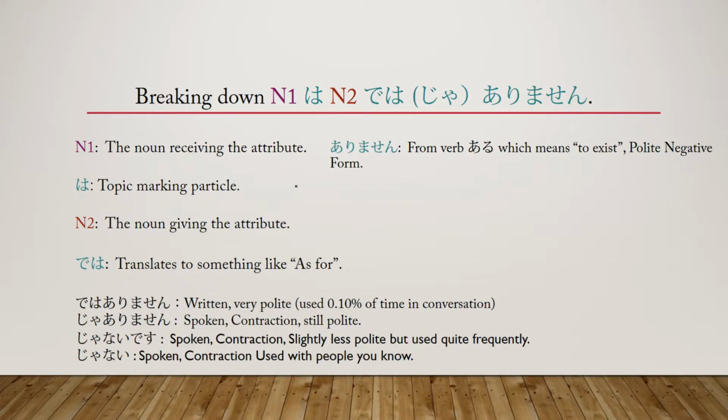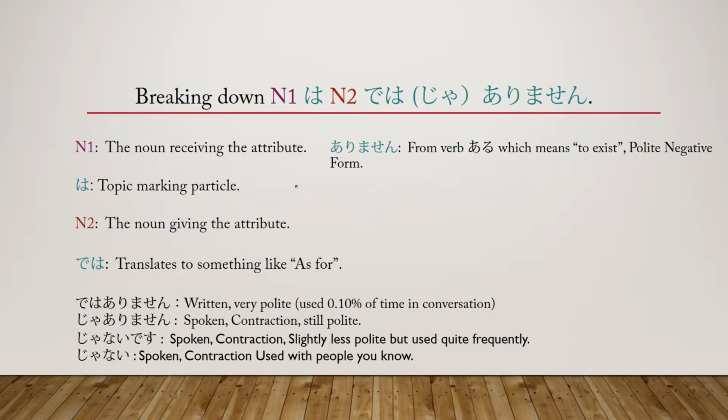Okay, so let's go down to the list here at the bottom. Like I just said, dewa arimasen is written, and it is only used every 1 in 1,000 sentences. Ja arimasen. This is the spoken equivalent of dewa arimasen. It's a contraction, but it's still very polite. It's just, like I said, easier, faster to say. Now we move on to something quite interesting.